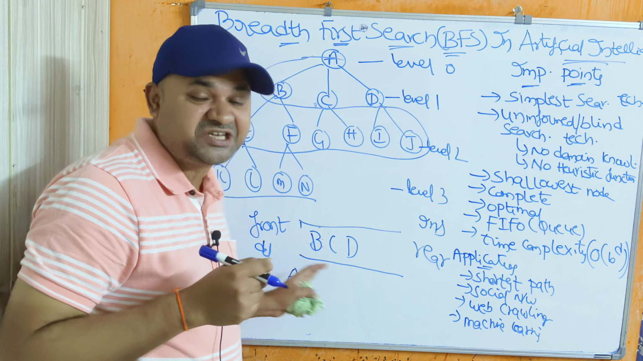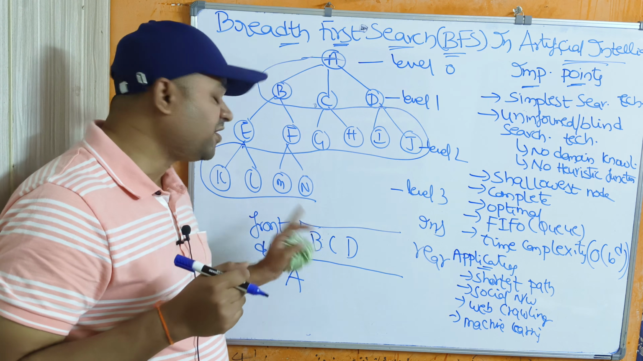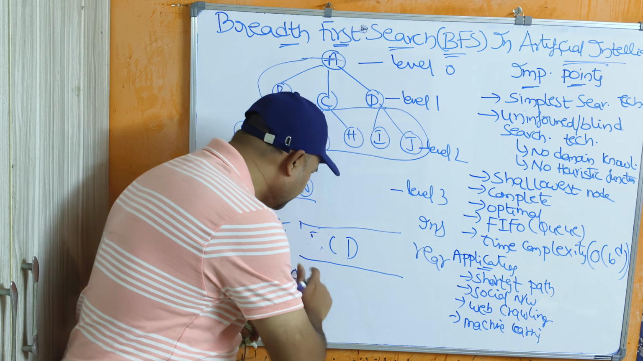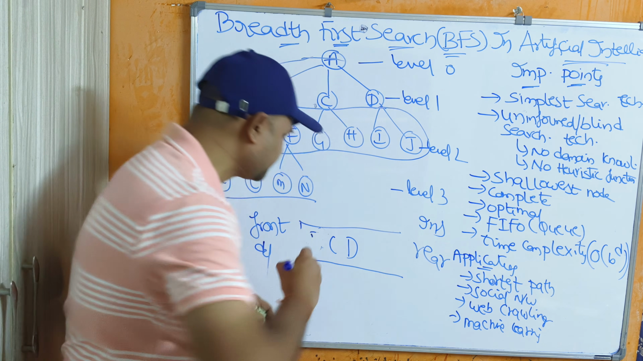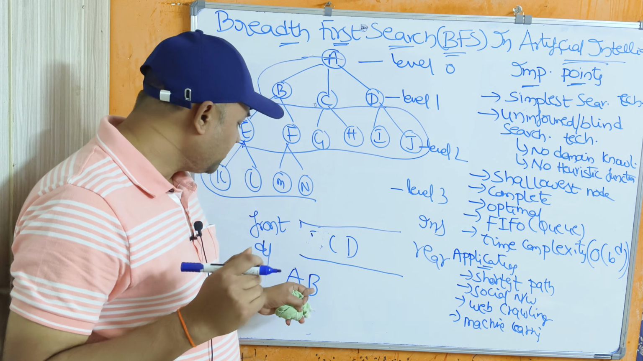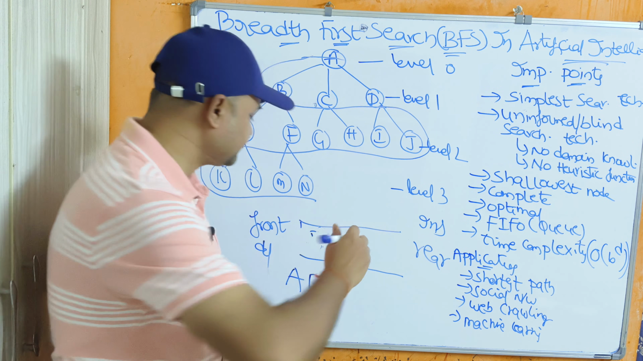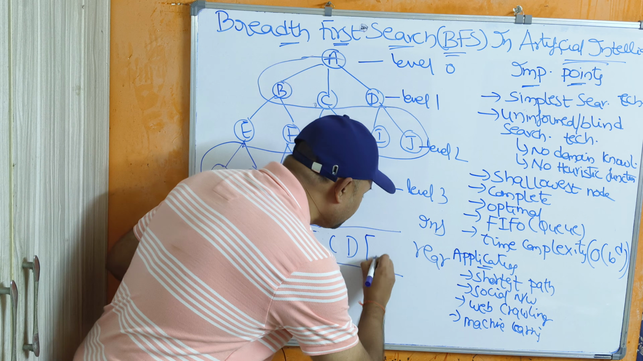Next, do the deletion operation. Deletion will be performed from the front end. So what is the beginning of the queue? B. So delete B from the queue and display it. And what are the adjacent vertices of B? E, F are the adjacent vertices. So insert E, F into the queue.